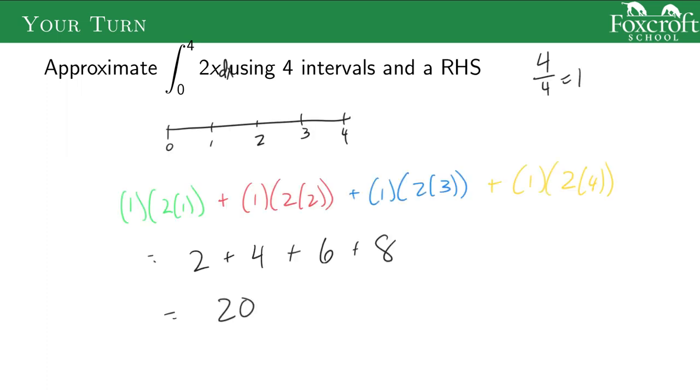And the final answer I got was 20. All right, so figure out they all have width 1. So every rectangle has width 1, and the height is when you plug the right-hand number into your function. So 2 times 1 is the first interval, second interval 2, plug it in, it's 2 times 2, third number 2 times 3, and so on. And you get final answer of 20.